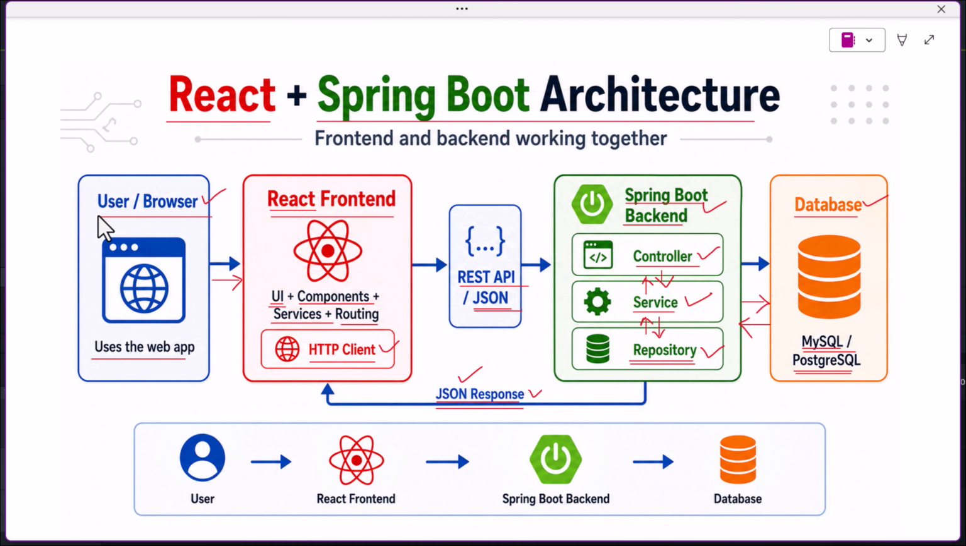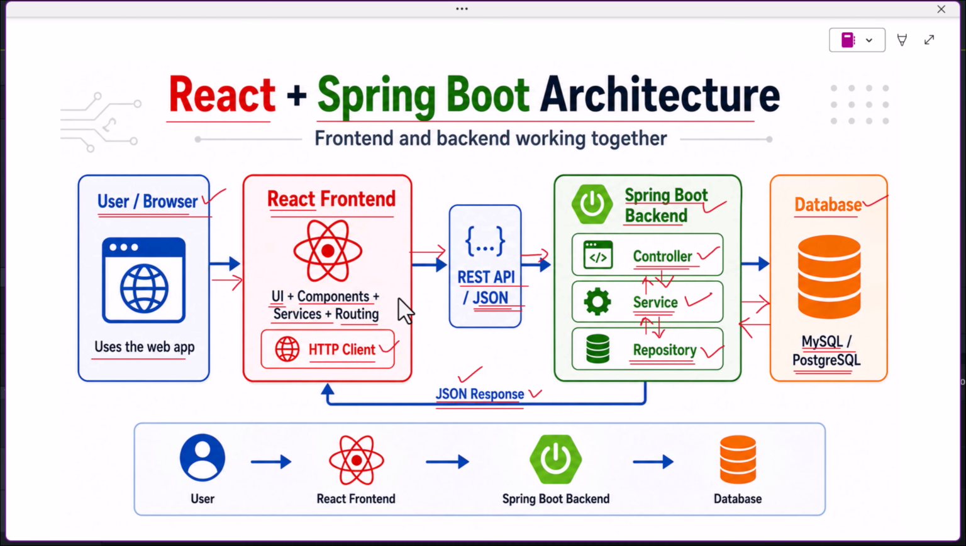User interacts with the browser. React handles the front end, UI. React sends a REST API request using JSON. Spring Boot receives the request in the controller. The controller calls the service layer. The service layer applies business logic. The repository layer talks to the database. The database returns data. Spring Boot sends a JSON response back. And React updates the user interface.